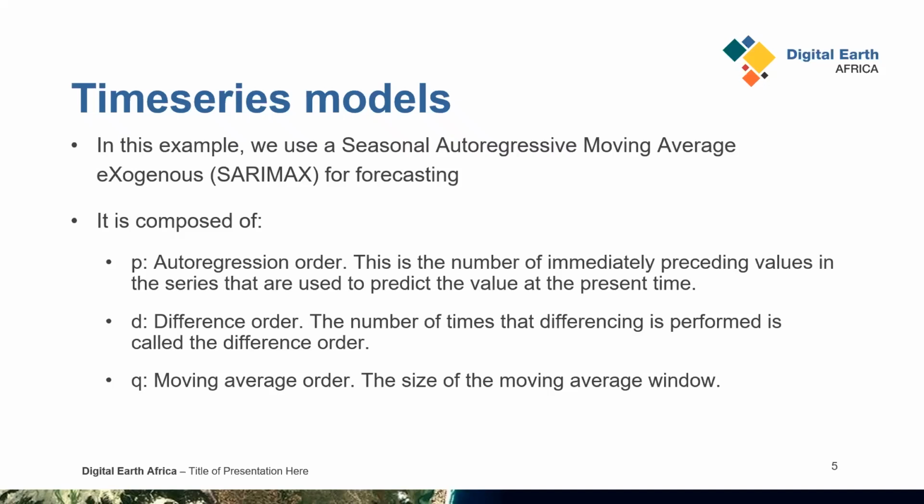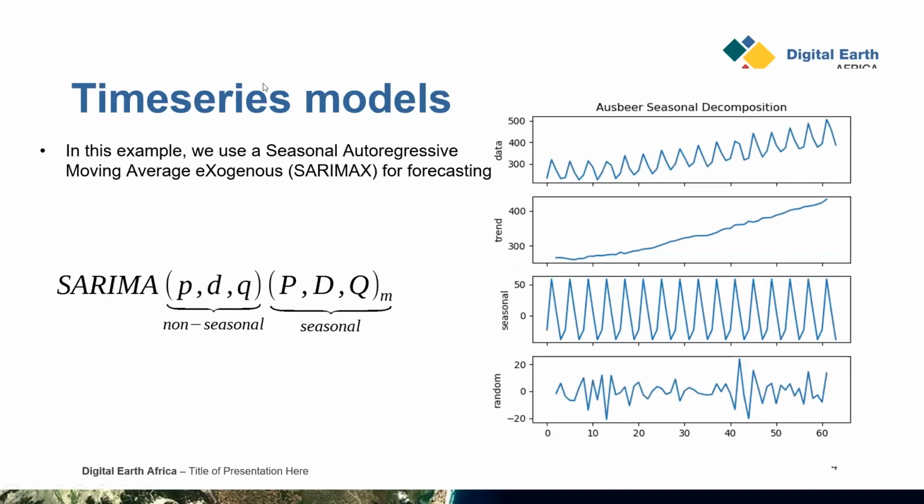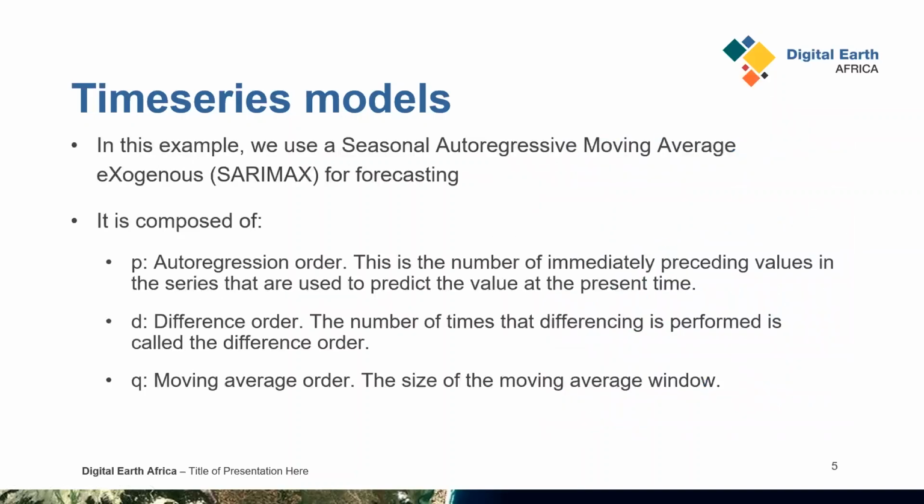D is the difference order. Differencing is effectively taking the trend, which we saw in the previous slide, and differencing it back to a linear model or a straight line, so it can be easier to forecast. And that's the number of times that differencing is performed. If you're familiar with polynomial and linear statistics, the difference order will depend on that. There's a few tools we can use to help us choose, but normally 1, 2, or 3 is okay.